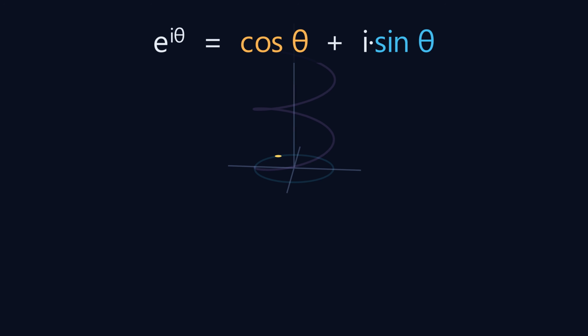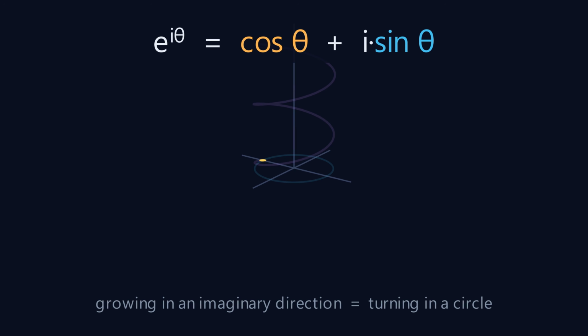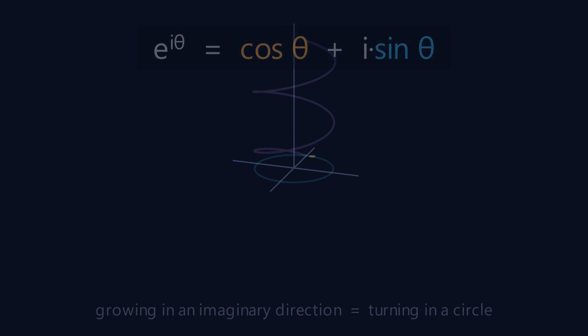On the left, exponential growth but with an imaginary exponent. On the right are two circle functions. What it's saying is staggering, that growing in an imaginary direction is the very same thing as turning in a circle. Rotation and growth revealed as one act. Watch what this lets us do.